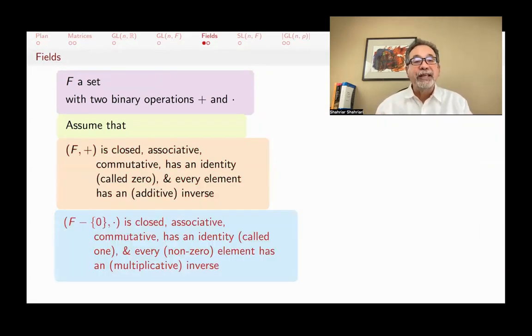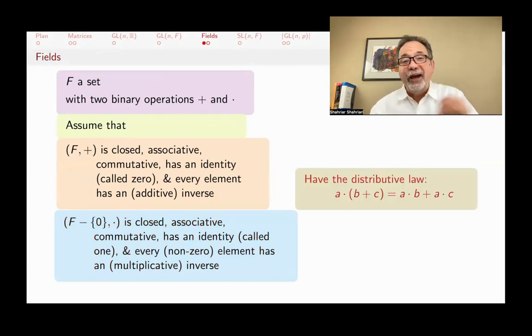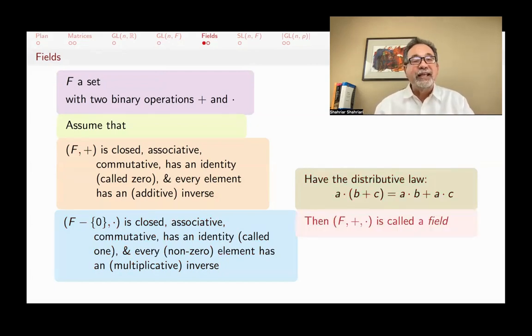And also with multiplication, as long as you throw away 0, you again have closure, you have associativity, commutativity, and you have an identity. This time that's called 1. And every non-zero element has an inverse. So again, after throwing away 0, you also want a commutative group. And you have to have distributive laws that connect the addition and multiplication. Then we say that this is a field.